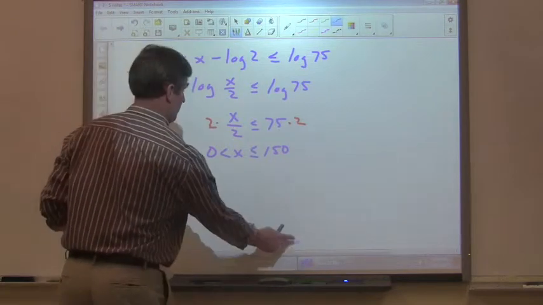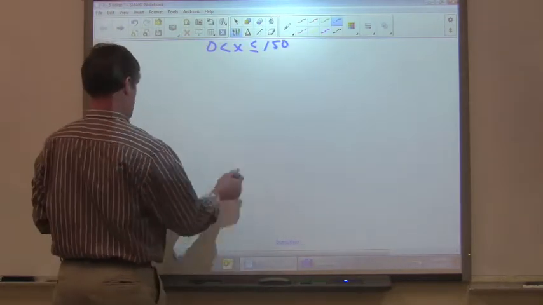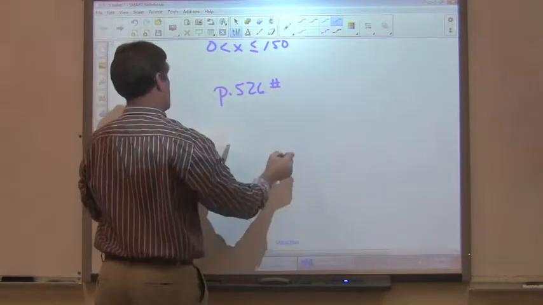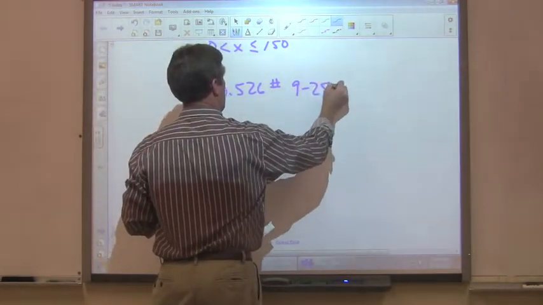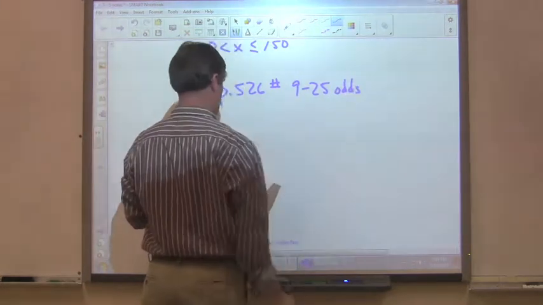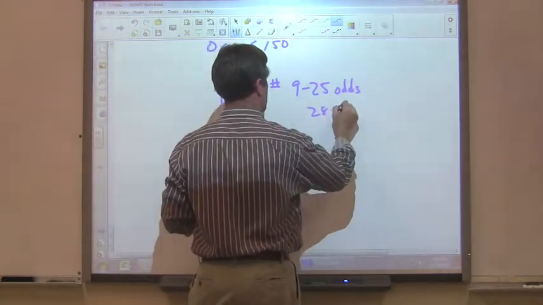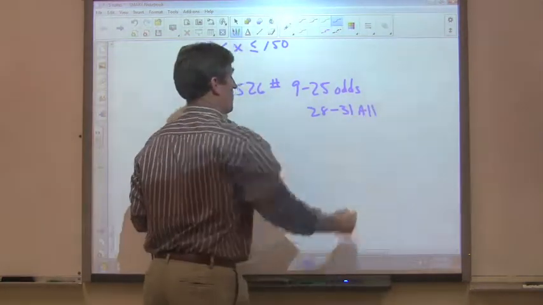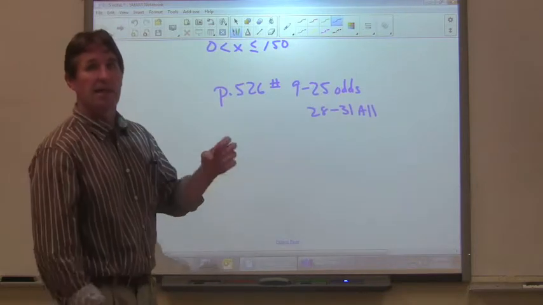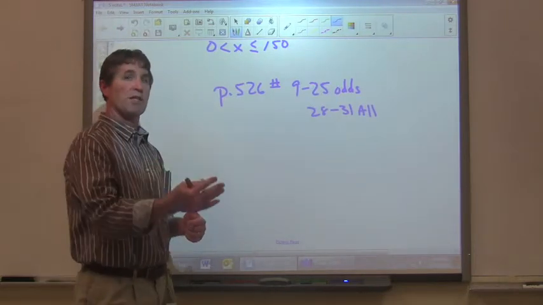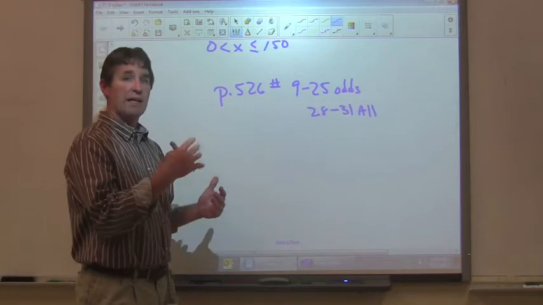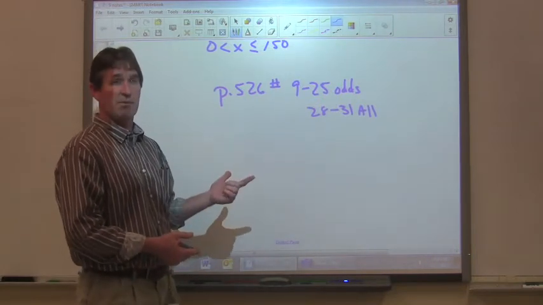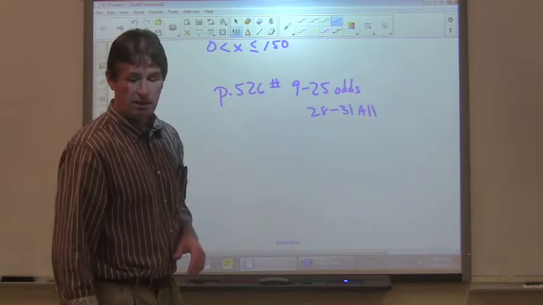So, your assignment for this section, page 526, numbers 9 to 25, the odds, 28 to 31, all. Remember, when doing these, examine where the variable is. If the variable is in the exponent, then we need to use logarithms. If the variable is not in the exponent, then we can go ahead and change it to exponential form and solve it. All right, that's it.